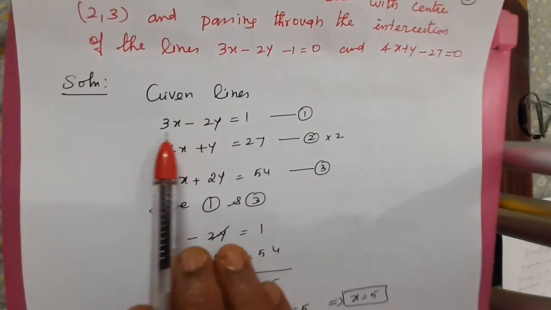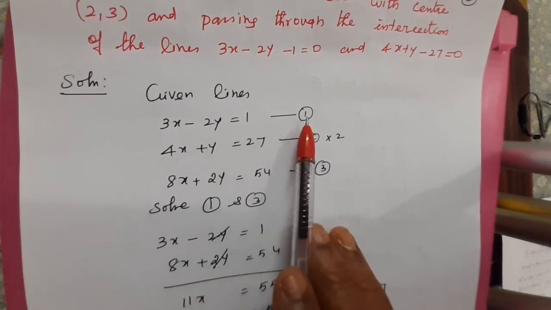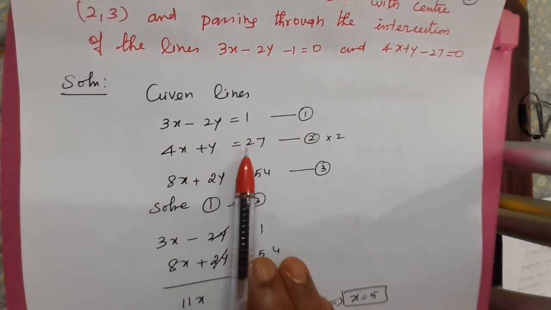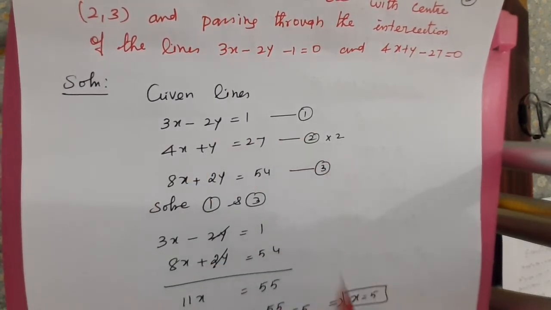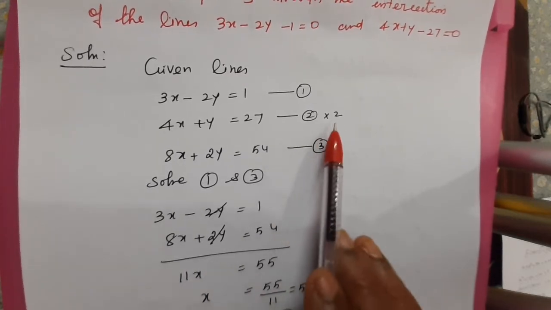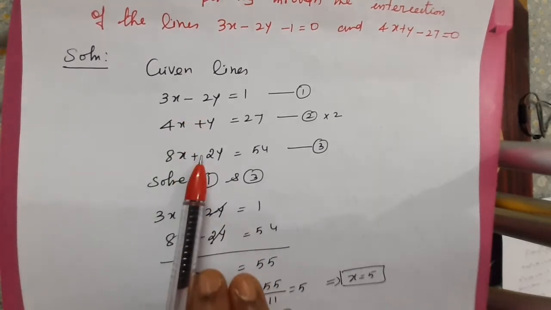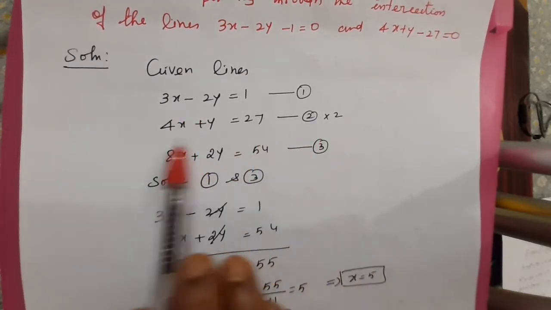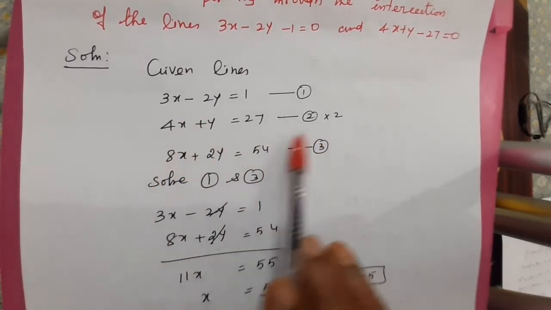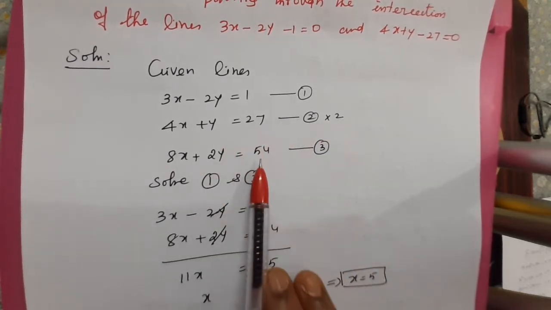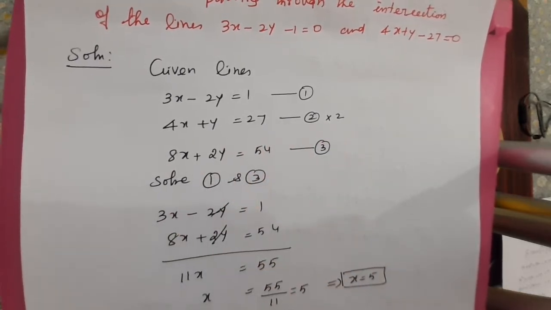Solution. What are the given lines? 3x minus 2y equal to 1, this is equation 1. 4x plus y equal to 27, that is equation 2. So the second equation is multiplied with 2 to get the third equation, because here we have minus 2y and there plus 2y. 4 2s are 8x, 2 into y is 2y, 2 into 27 is 54. Solve equations 1 and 3.